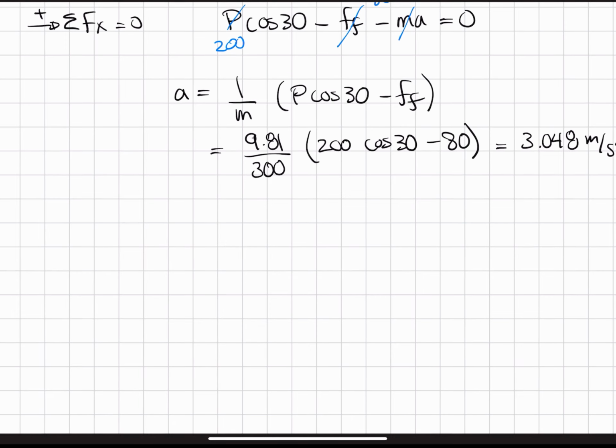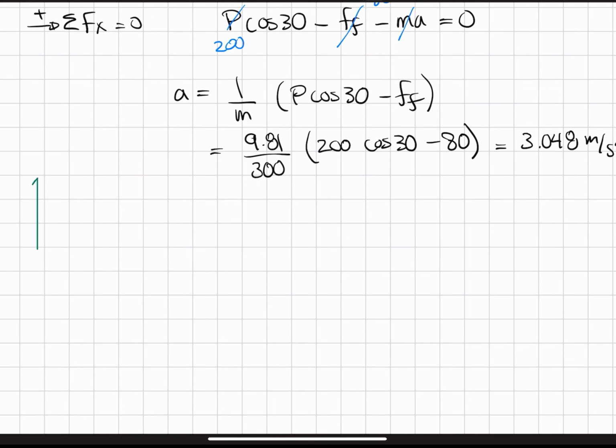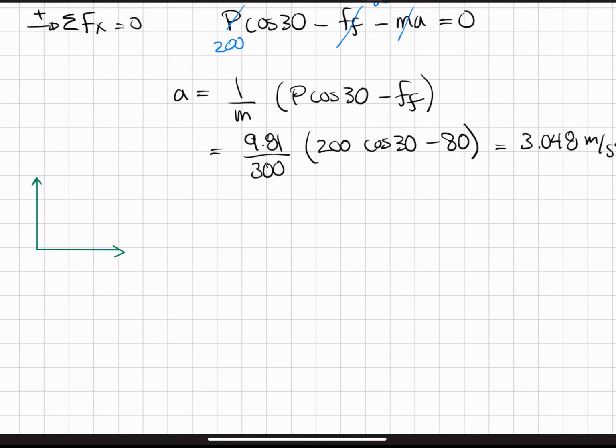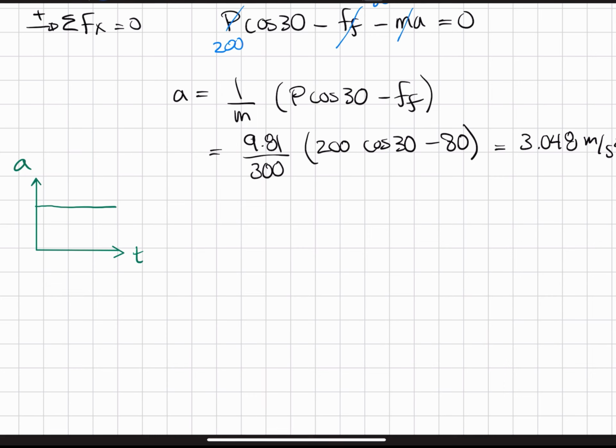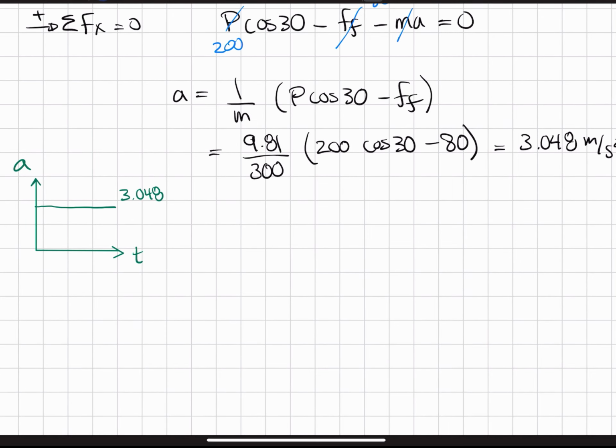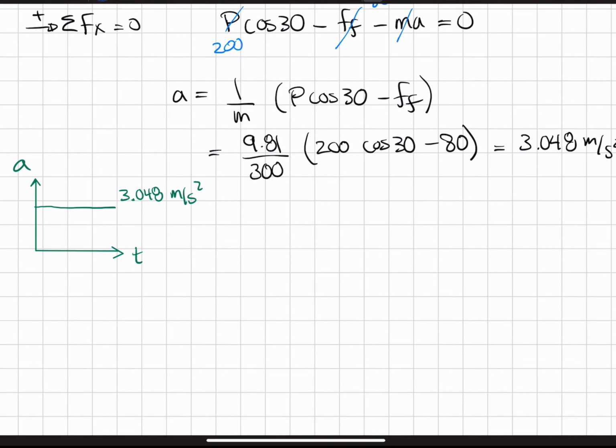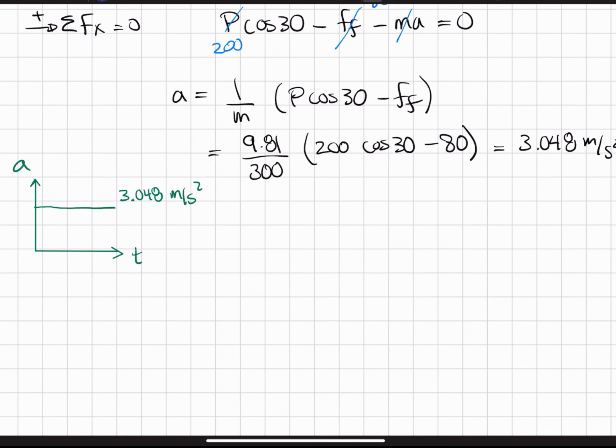So if I did a plot like this, and I was interested in my acceleration time plot, I could say that acceleration is constant from the onset when the force is applied. So this is 3.048 meters per second squared. So that's important.